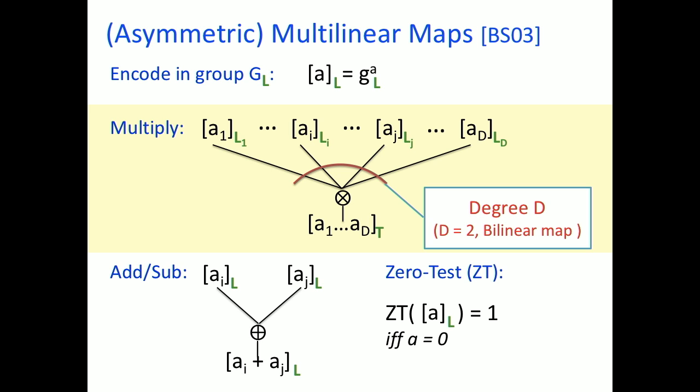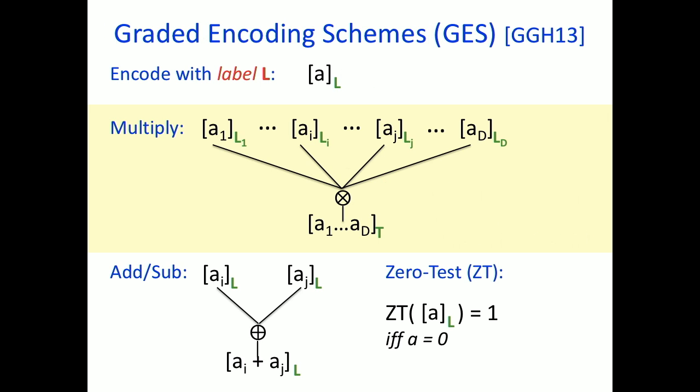Make sense? All right. Now, graded encoding goes one step further to generalize multilinear map. First, we no longer necessarily associate encoding with a group. You can just think about some kind of encoding mechanism that can encode a ring element with a label. In particular, the encoding mechanism could be noisy, could be randomized, so there exist multiple encodings for the same element and the same label.